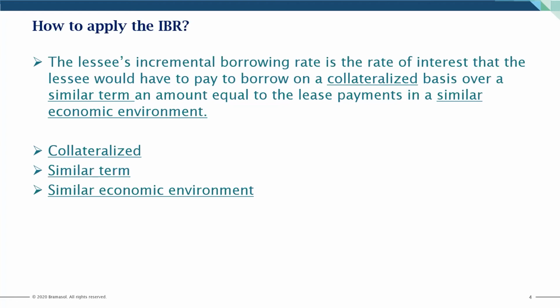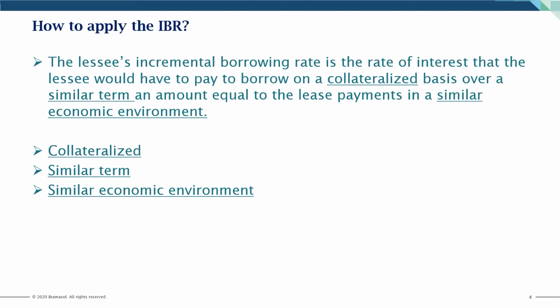A lot of companies started out this discussion by saying, can I use my weighted average cost of capital? And the answer is no. Many companies have their weighted average cost of capital as their borrowing rate, and it sounds logical to use that, but here's why the FASB discourages it. The first thing is that it has to be collateralized. If I go to the bank and I want to borrow $10,000 to buy a vehicle, then the collateral is that vehicle. So it has to be a collateralized rate. There must be a collateral component of that borrowing rate.